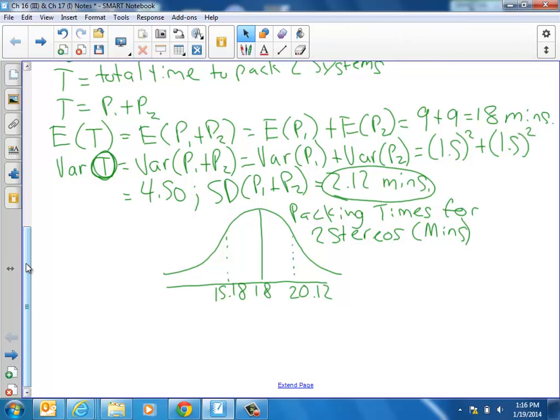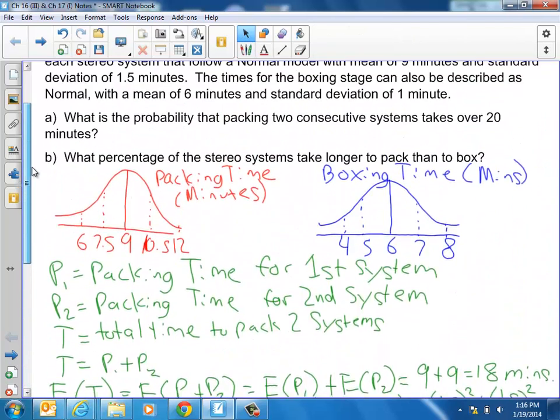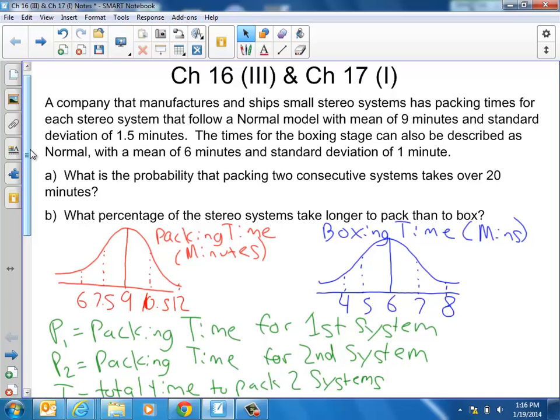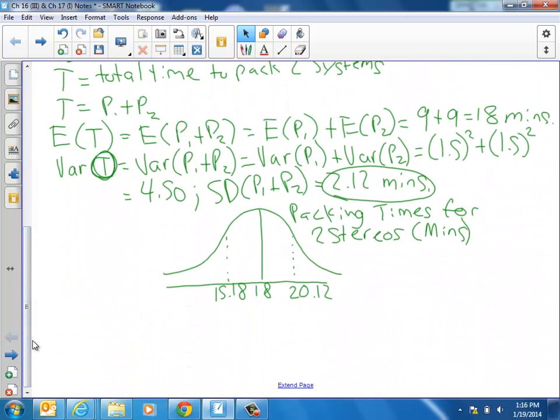Okay, now we can answer this question. Let's back up and double check that we know what we were asked to find. We were asked to find the probability that packing two consecutive systems takes over 20 minutes. So using this normal bell curve, we want to find everything right through here. Let's say 20 is right in there. We want to find all the sets of two stereos that take 20 minutes or more to pack.